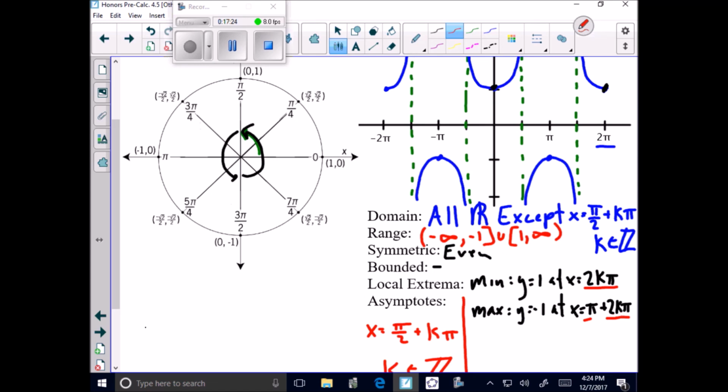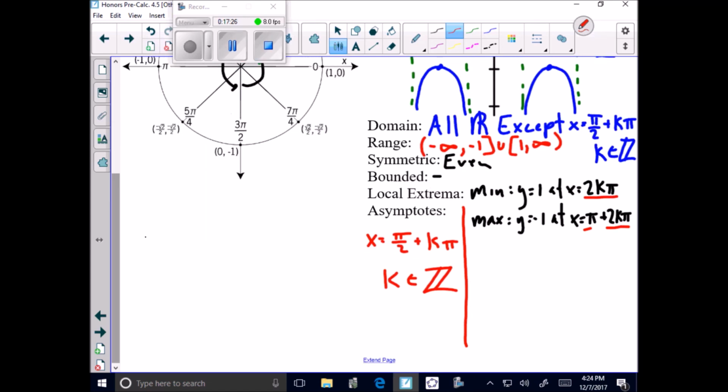We can say that the vertical asymptotes for secant are going to happen for rotations that land us on the y-axis. So again, we can say that that's pi over 2 plus an integer increment of pi that would land us on the y-axis. And that would be the rotation values, or the x values, that would give us vertical asymptotes for secant.